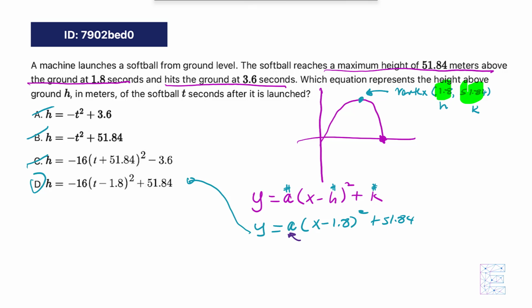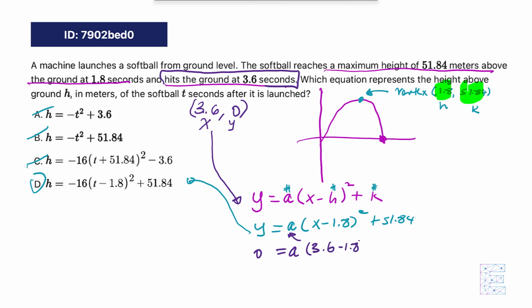So to find a, you're going to need another point, and that comes from this little statement. It says the ball hits the ground at 3.6 seconds. So that's a point. After 3.6 seconds, if the ball is hitting the ground, that means the height is going to be 0. And all you do is take these values, this is your x and y, and plug them into this equation. That's going to help you solve for a. So we would have 0 equals a times (3.6 minus 1.8) squared plus 51.84. And you use algebra to solve for a. When you do all the math, you'll find that a equals -16. That's it.